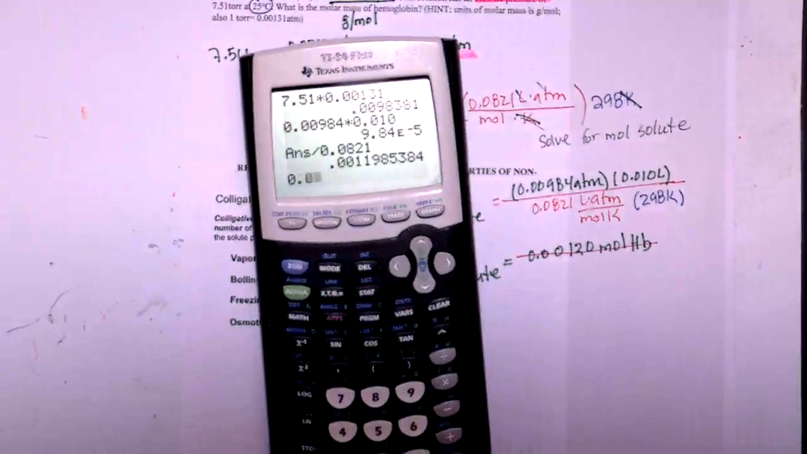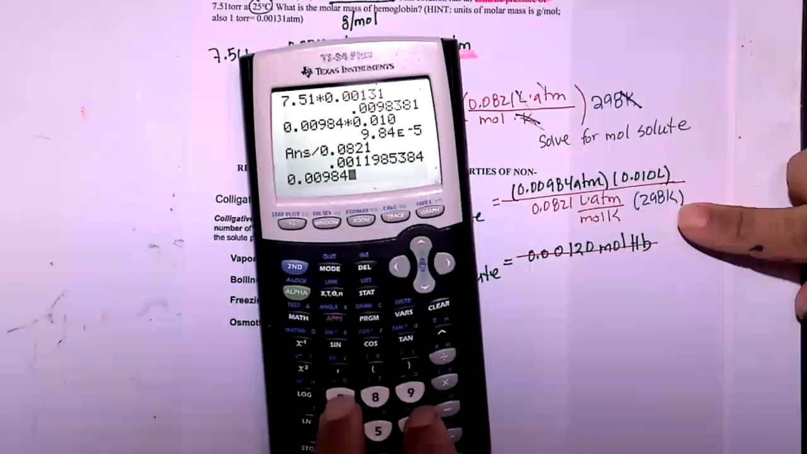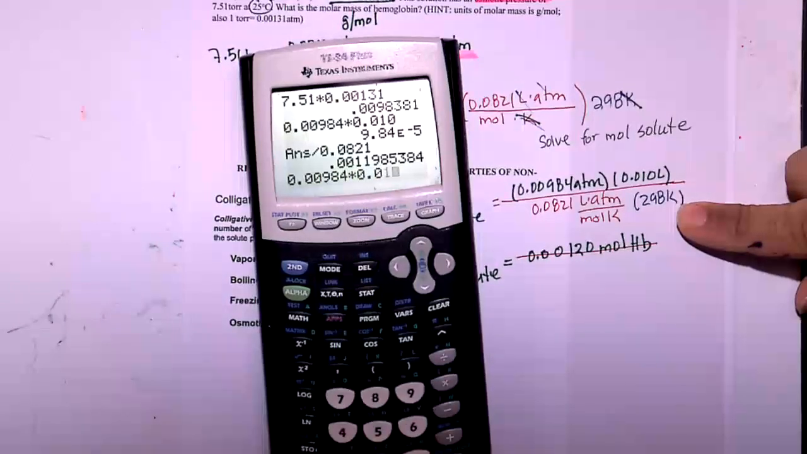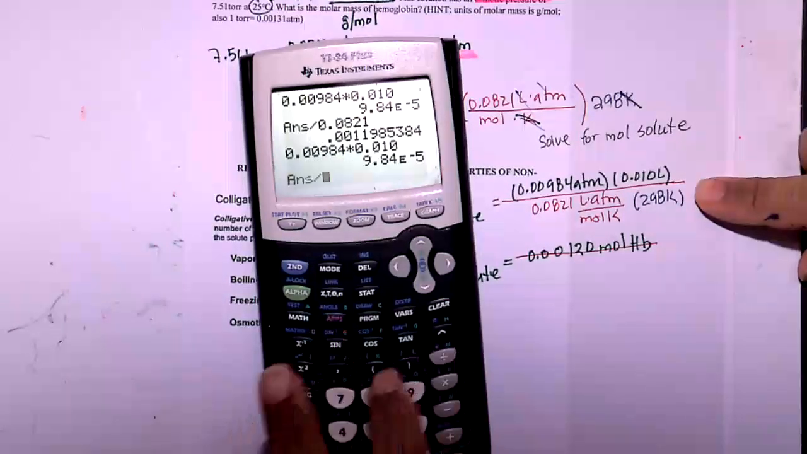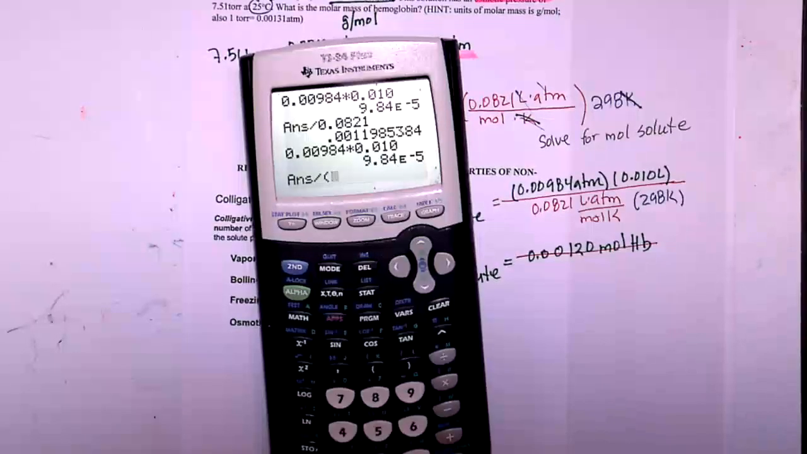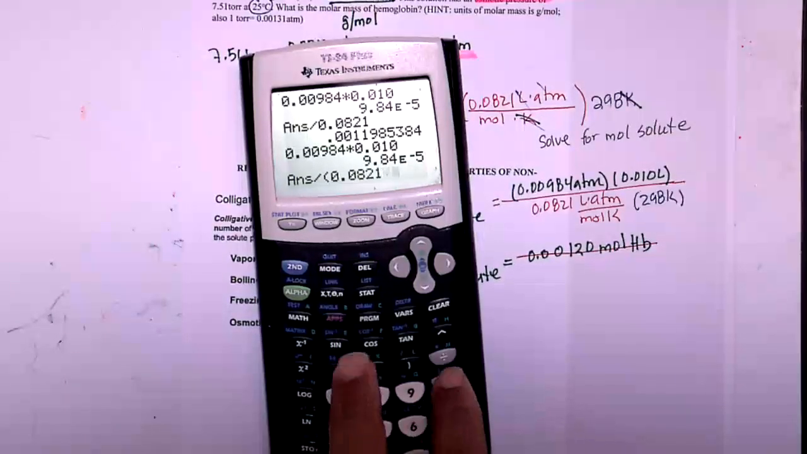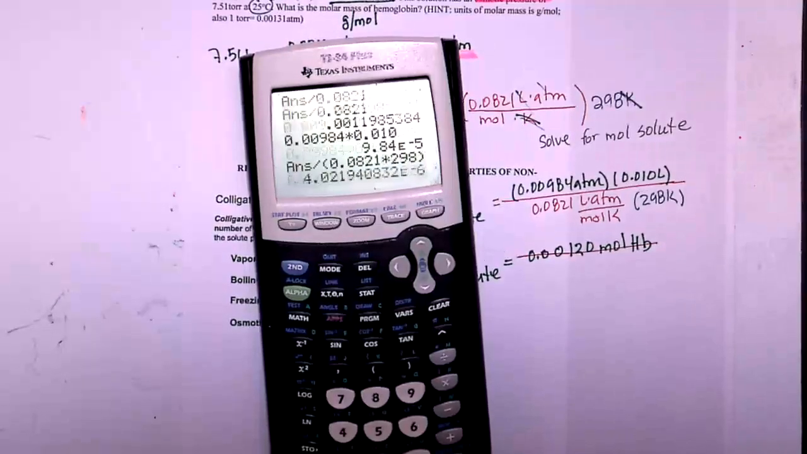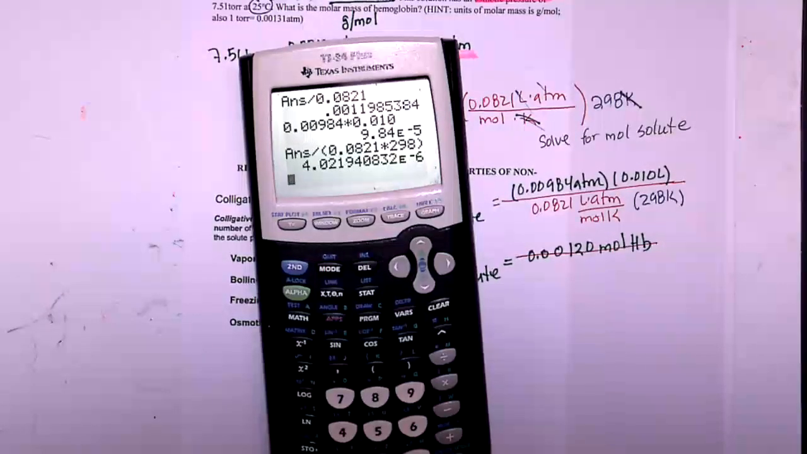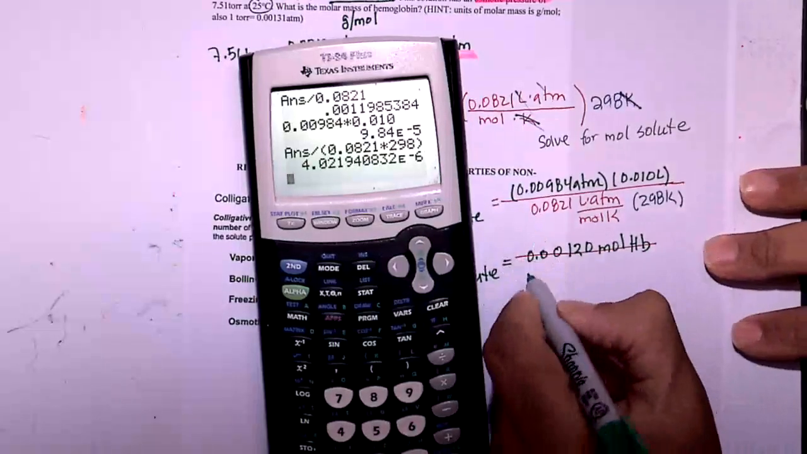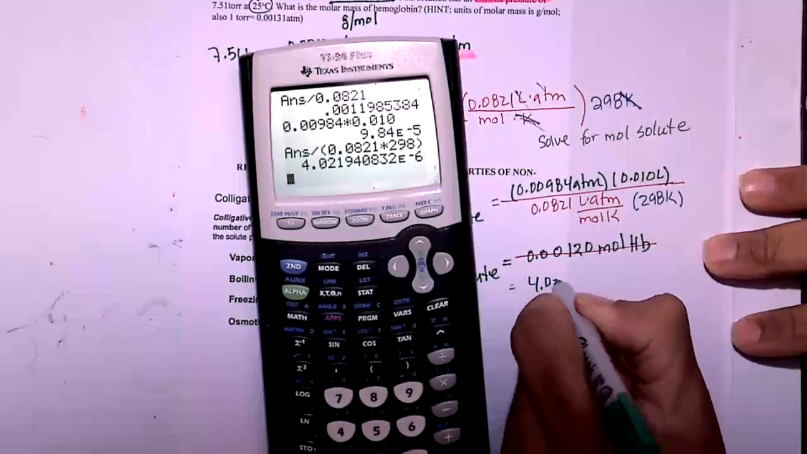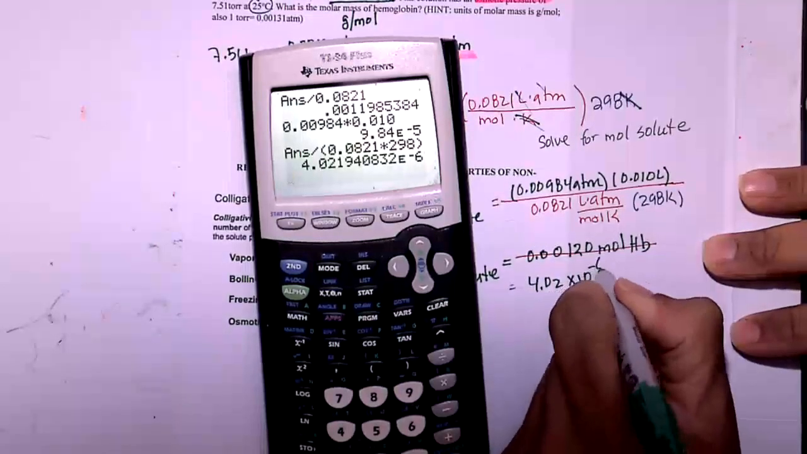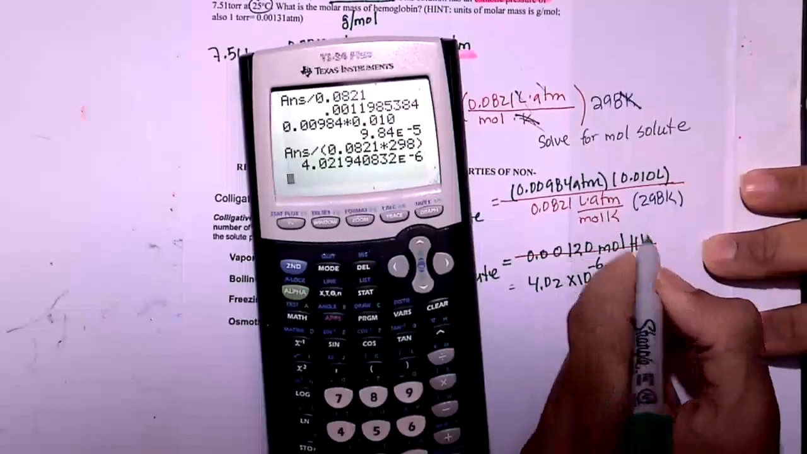So 0.00984 times 0.010 divided by parentheses 0.0821 times 298, close those parentheses. This should be our final answer: 4.02 times 10 to the minus 6 moles. Okay, thank you again, provided I did this correctly. 4.02 times 10 to the minus 6 moles of solute, which is hemoglobin.